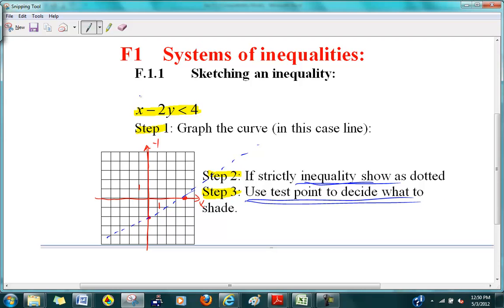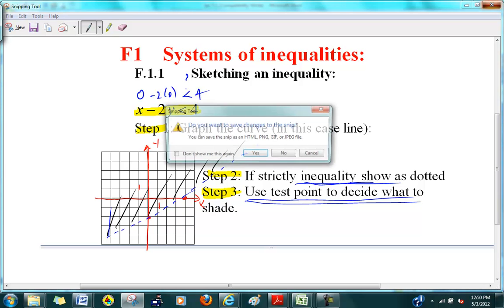So what you do is you put in 0 here, minus 2 times 0. Is that less than 4? Yes? Then that point is going to be in the shaded region, i.e. the shading is going to go like so. Guys got that? Do you understand how I expect this work to be done? Okay. Moving on, second example.